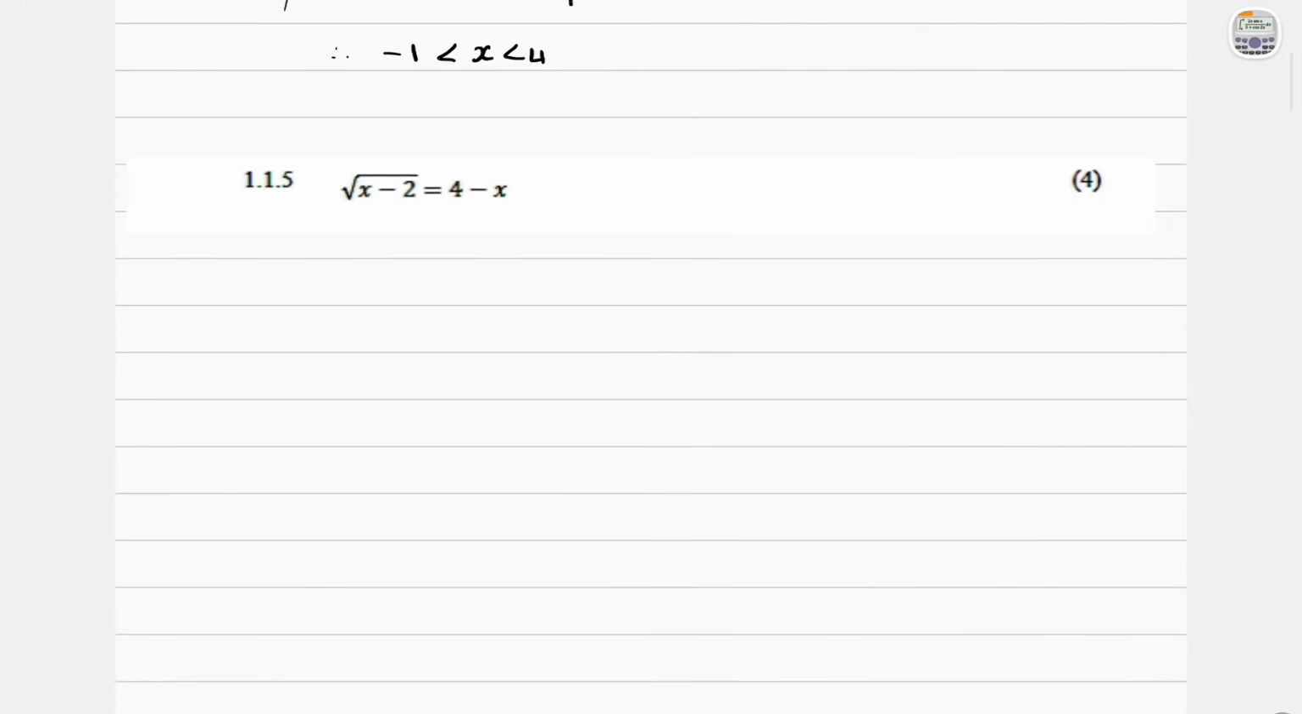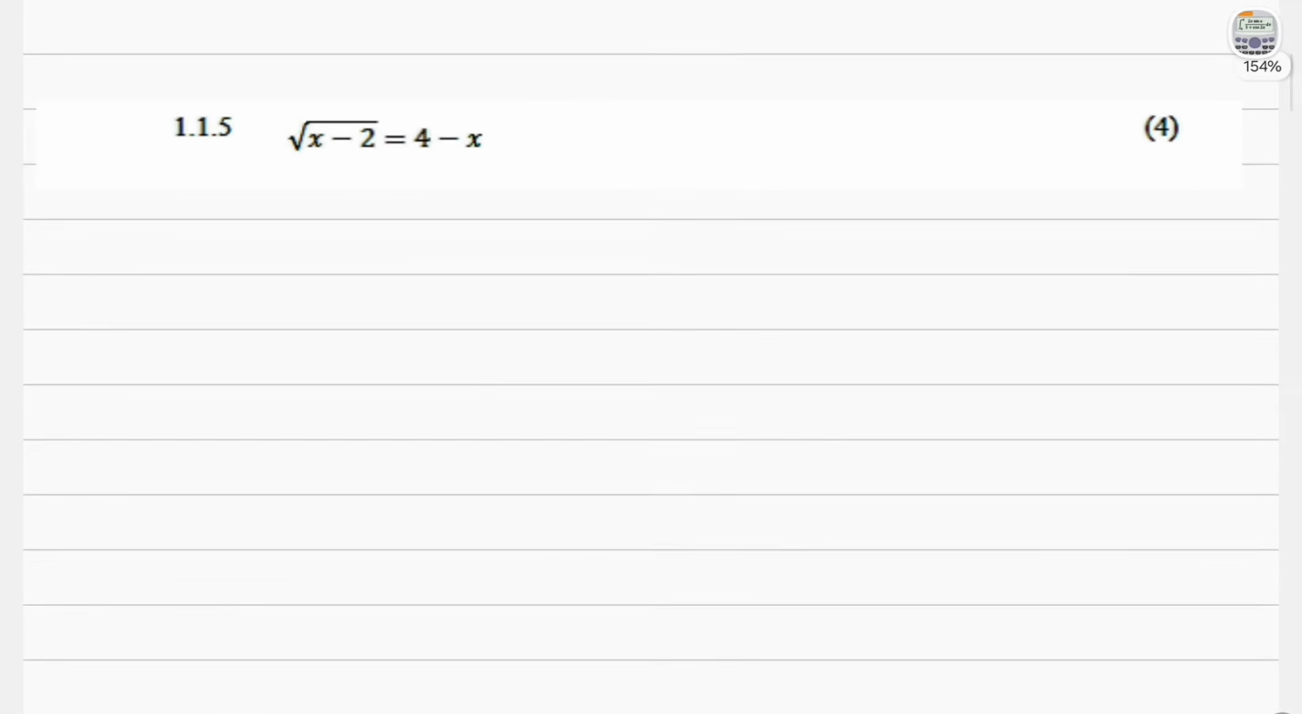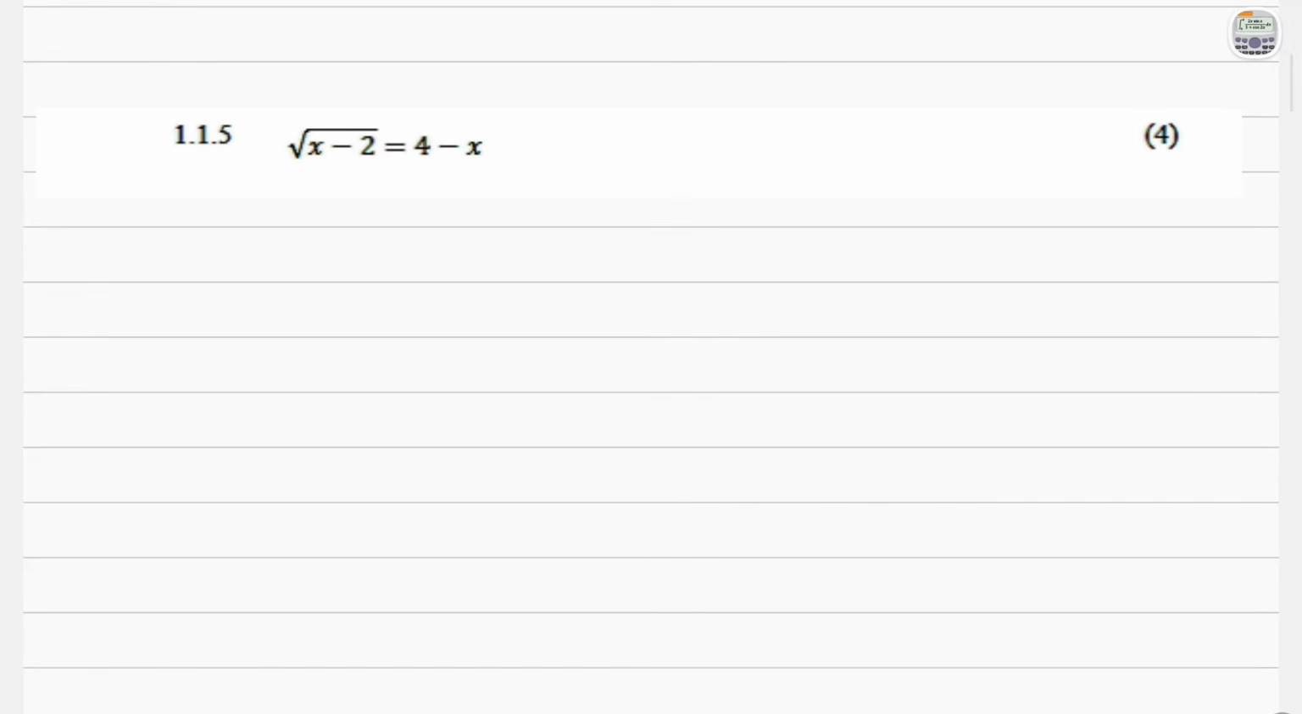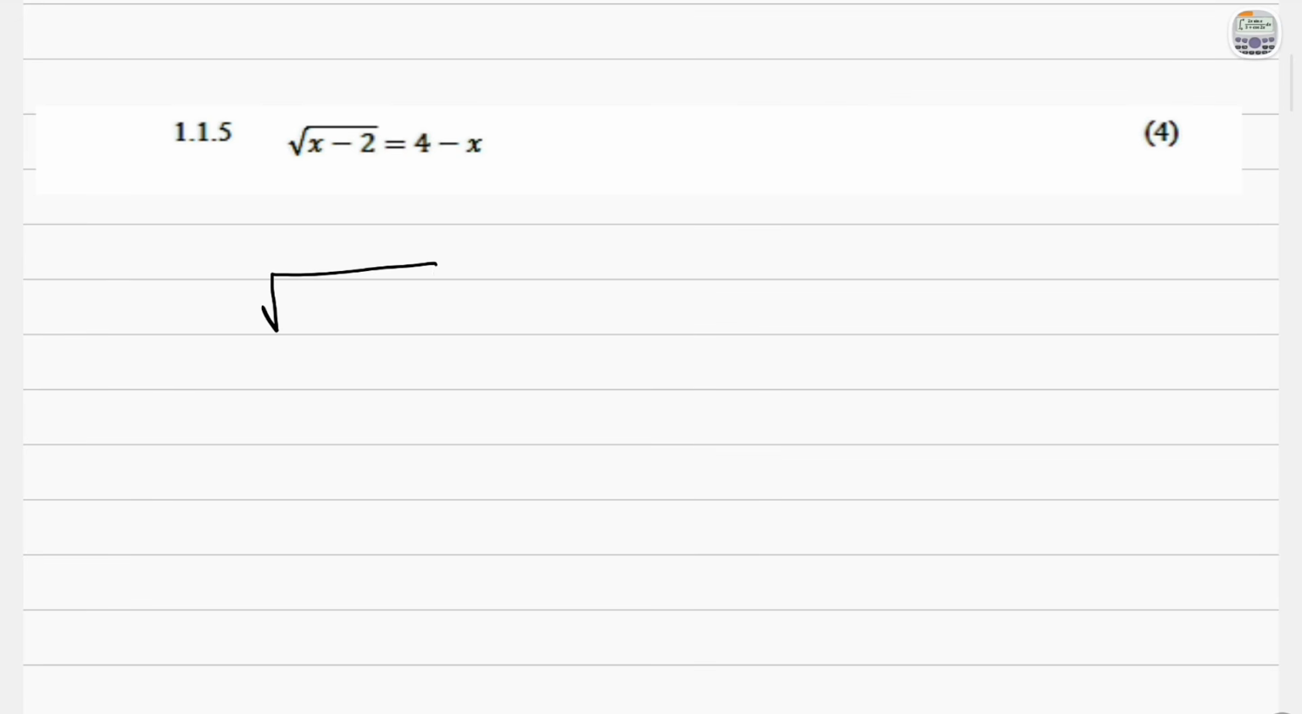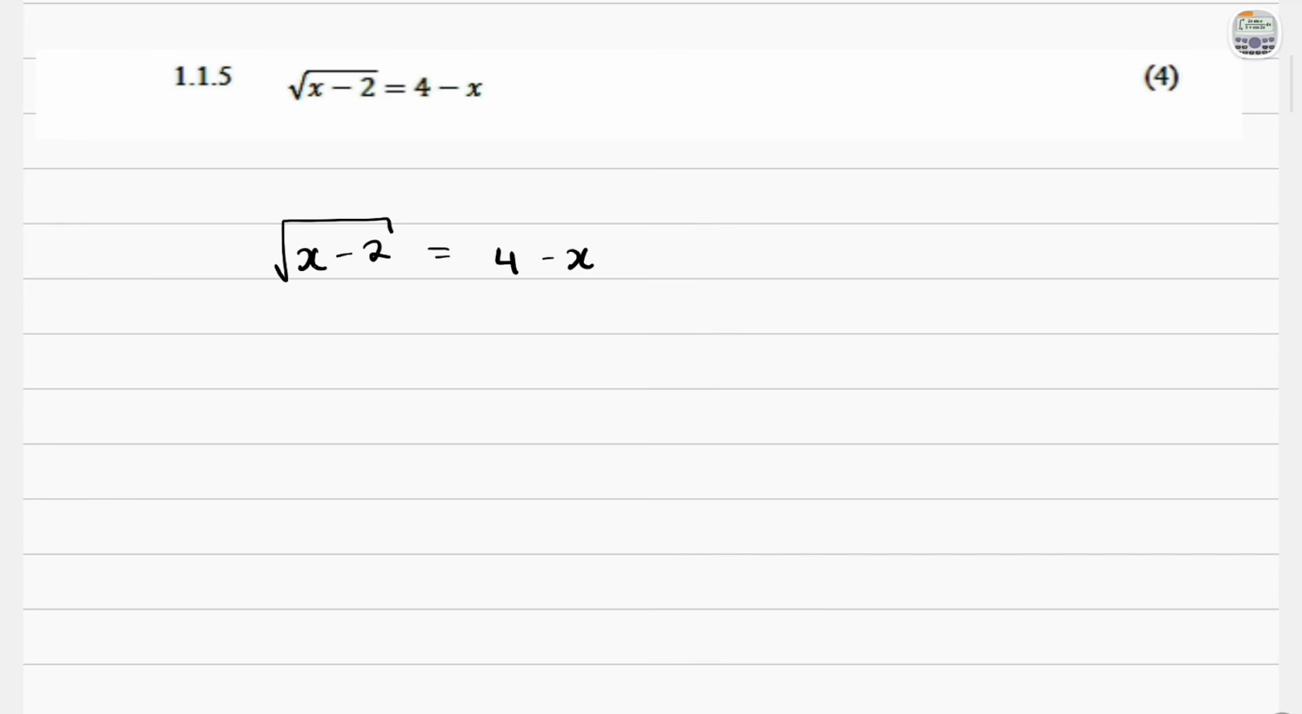Question 1.1.5, we are given an equation with a surd. So with equations with surds, you first have to isolate the surd so that you can get rid of that surd. But it's already isolated, which makes sense. That's why it's for 4 marks. And so we can get rid of the surd now by squaring both hand sides, because that's what will get rid of a square root.